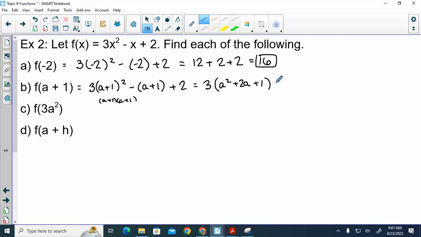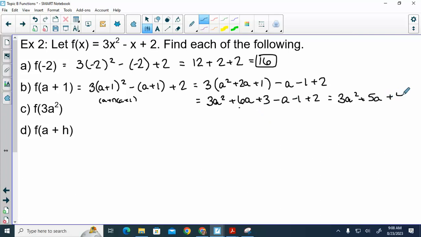Okay, here I need to distribute my negatives, so minus a minus 1 plus 2. 3a squared plus 6a plus 3 minus a minus 1 plus 2. So then all like terms gives me 3a squared, 6a minus a, so plus 5a, 3 minus 1 plus 2 is 4.